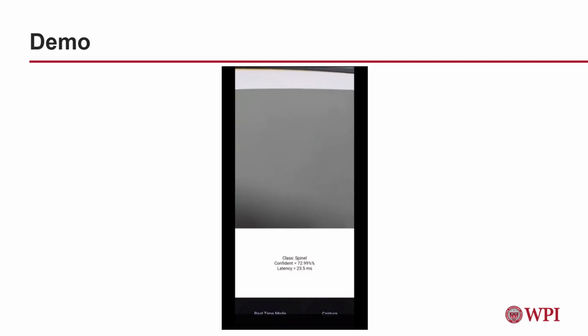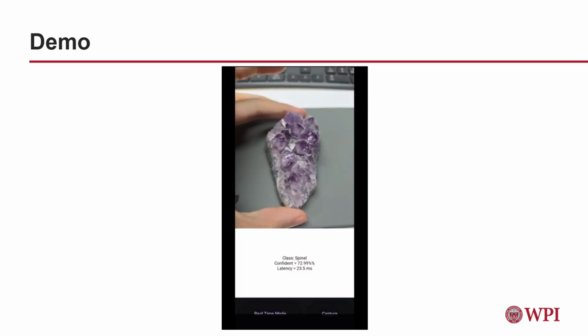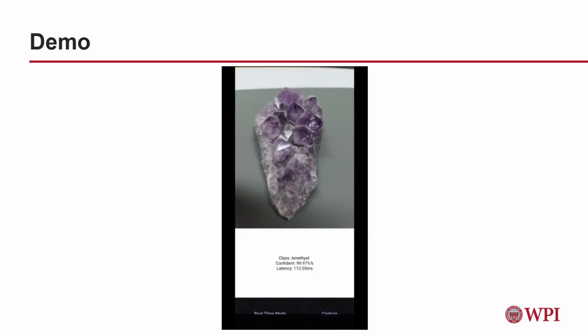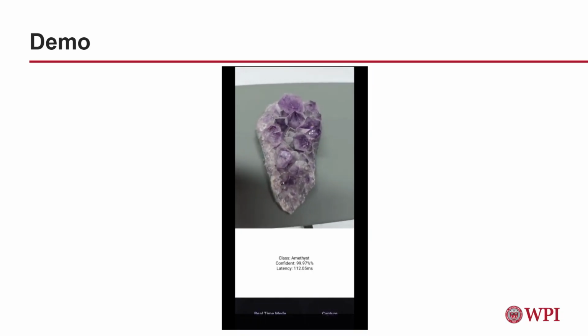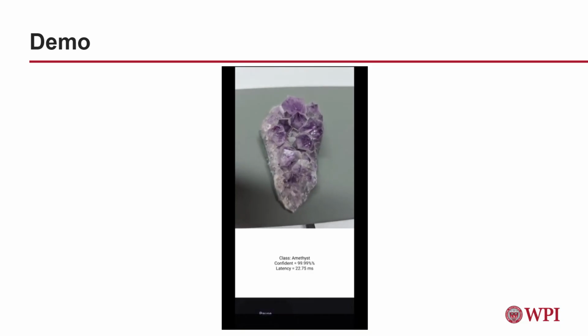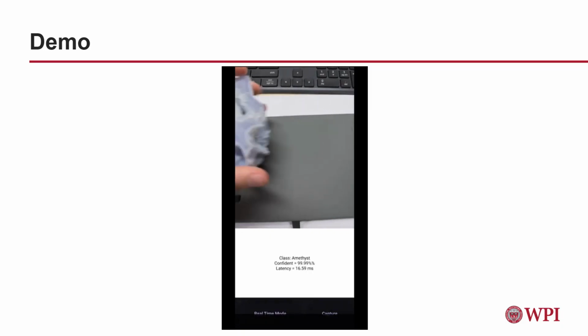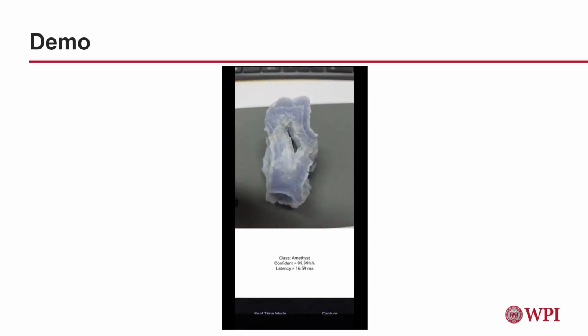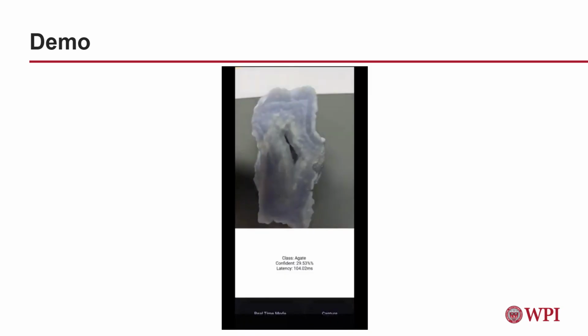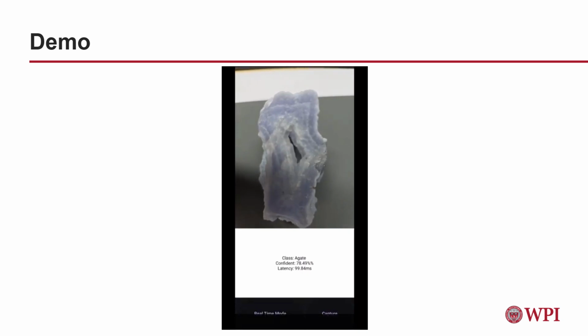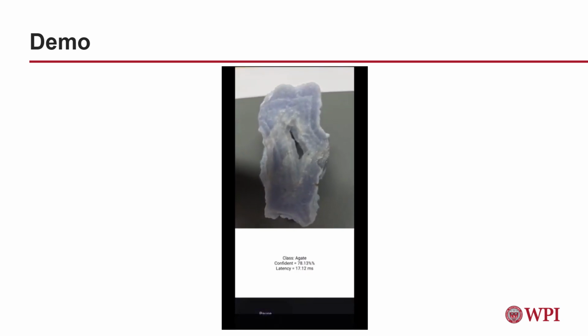And up next is a chunk of amethyst, where you can see that the app is having no problem identifying the mineral with very high confidence of almost 100. And here's a chunk of unpolished agate, and you can see that it's also able to accurately identify the mineral, with around 70 to 80% confidence.